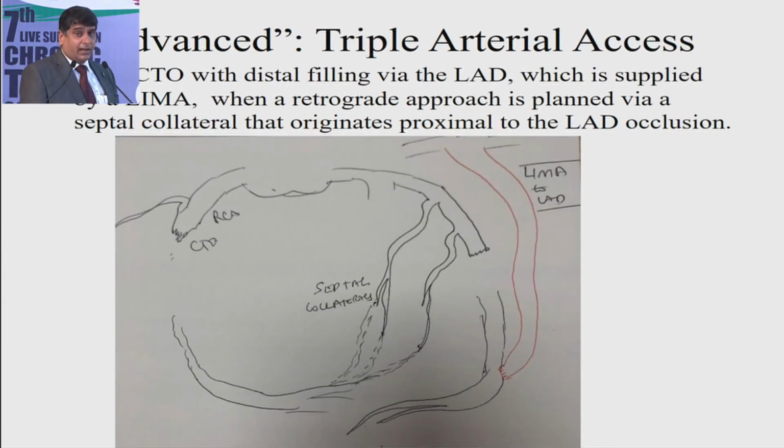Occasionally, a triple arterial access might be useful, with an example like this, where the RCA is occluded and the LAD is supplied by the left main, but the septal collaterals are coming off from the LAD proximal to the occluded segment.